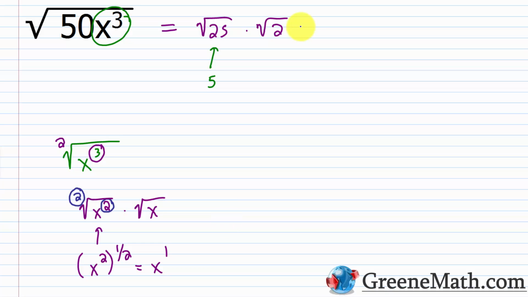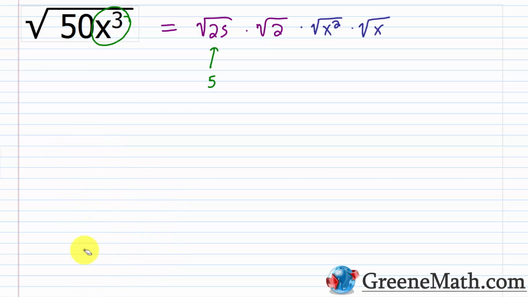So to simplify this, I would break this up and say this is the square root of x squared times the square root of just x, okay? And again, we already know that this part right here can just be written as x. So we're just going to say that the square root of 25 is 5, the square root of x squared is x, and then times what's left over. The square root of 2 times the square root of x is written as the square root of 2x. So we end up with 5x times the square root of 2x.